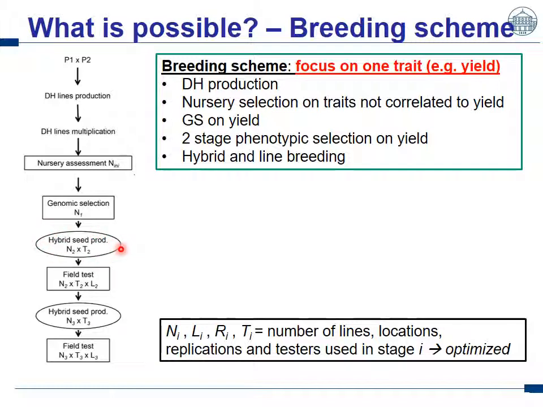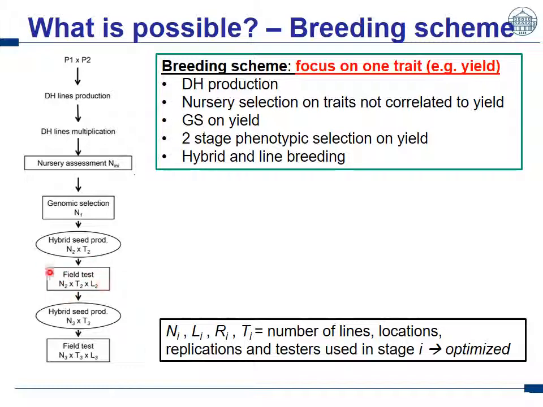I'll show you later. Then, after the seed production, you go to field test, and once again we don't do any selection. That means you have the same number of genotypes, n2, in the field test as well. And for testers, the same number which have been used in seed production is also used in the field. A further multiplicator is the number of test locations. And for sure, if you want, you can also manipulate the number of replications.